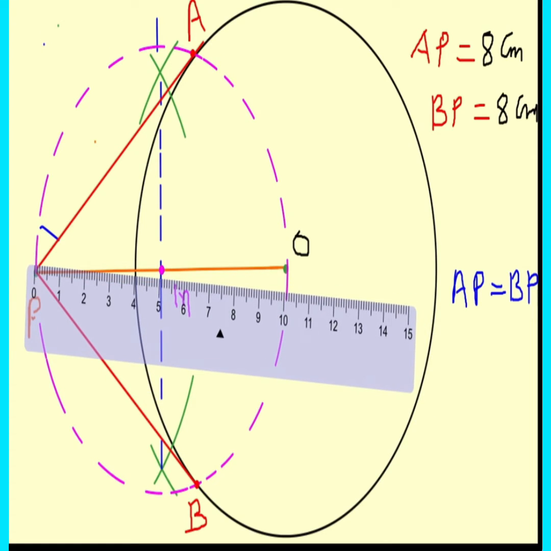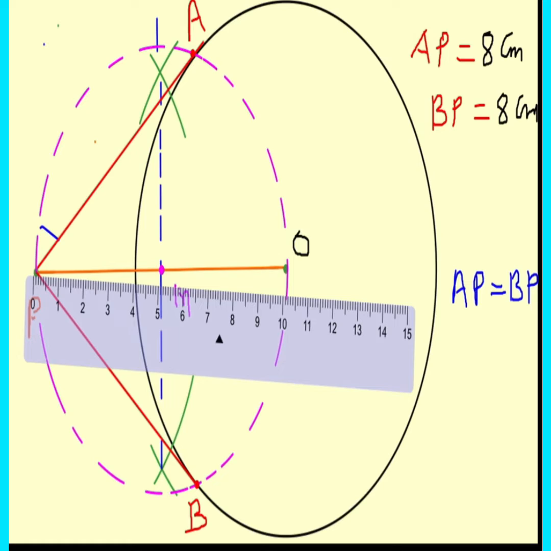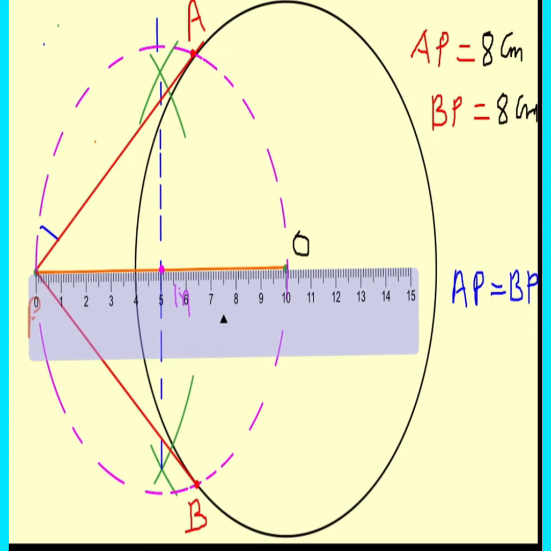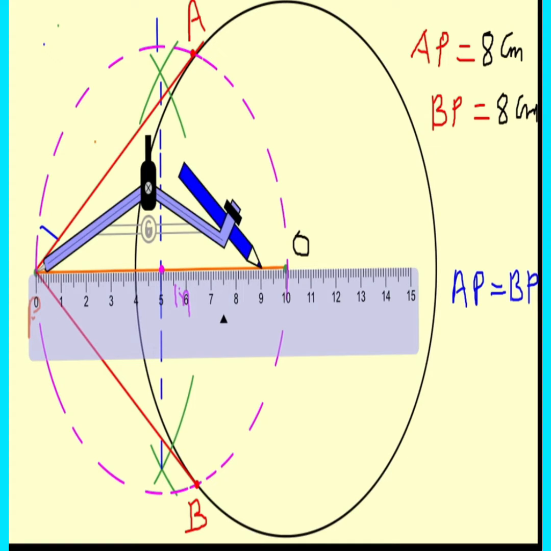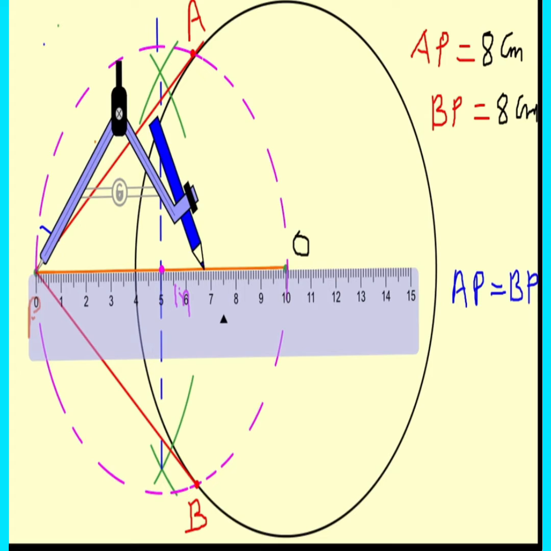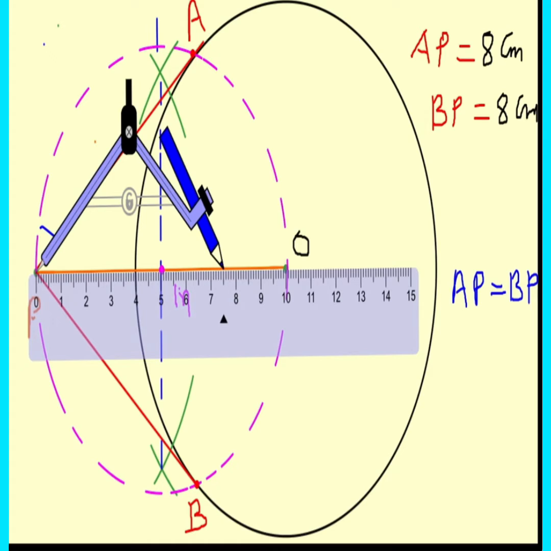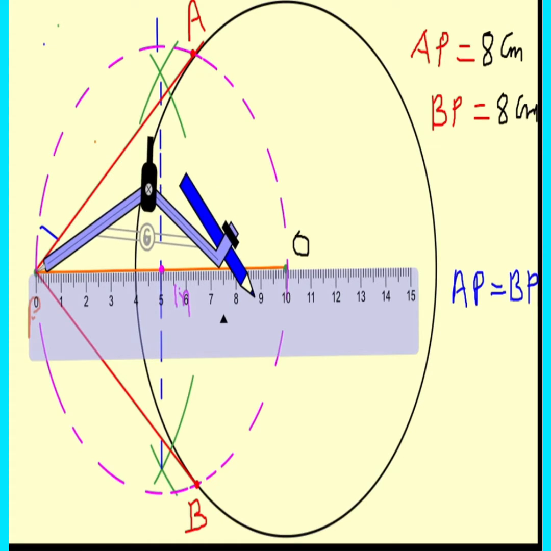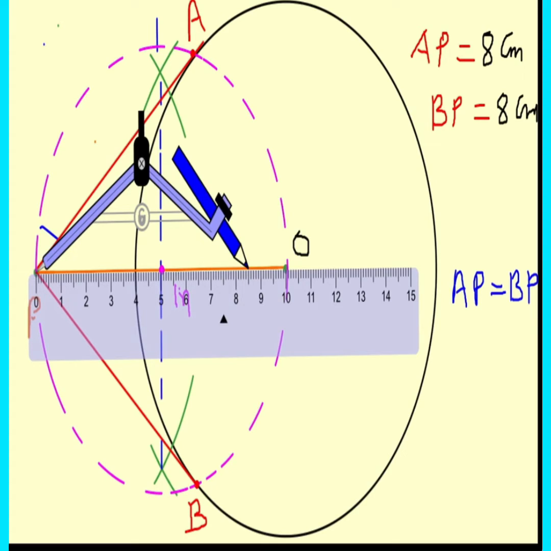Okay, so you can see this is 10 centimeter away from the center. The exact measurement is 10 centimeter according to the question. So this is the 10 centimeter distance from P to O. This is the second step. And the third step is you will take more than half the distance of OP. So you can take 6 centimeter, 7 centimeter, 8 centimeter, or 9 centimeter. If you take more than 5 centimeters, it will be considered more than half distance.